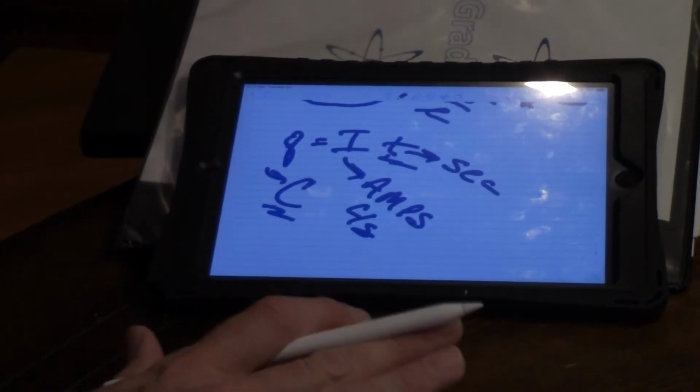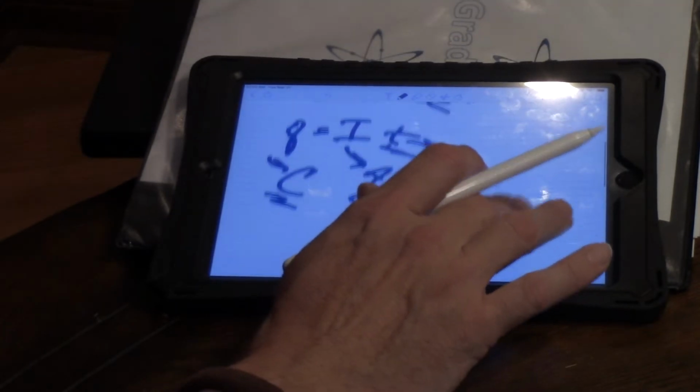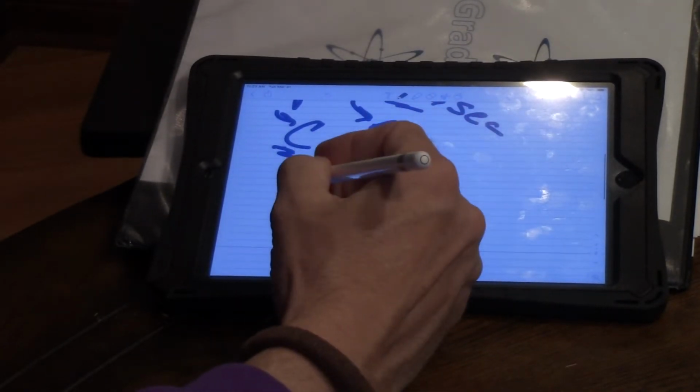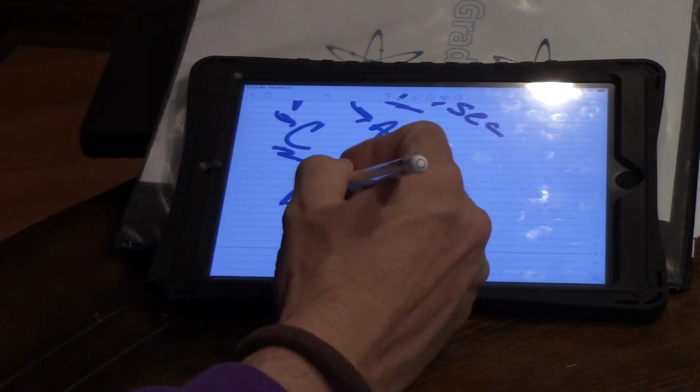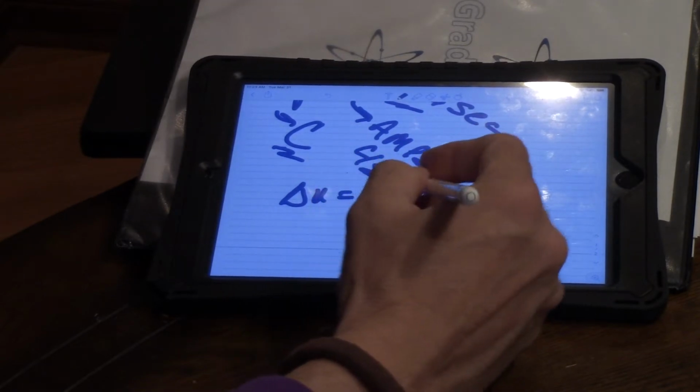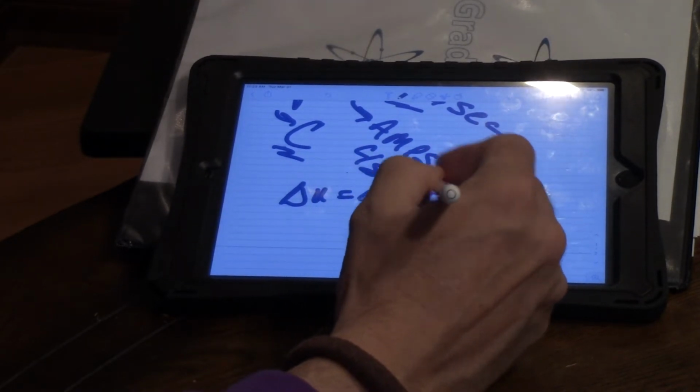So if you look at a simple little substitution, and you combine a couple of things, we said that ΔU equals QΔV.